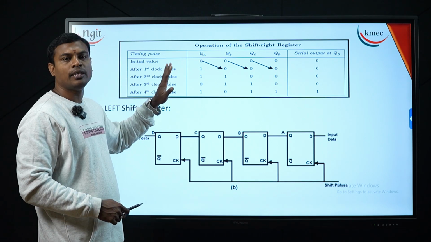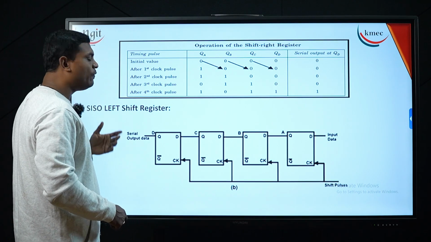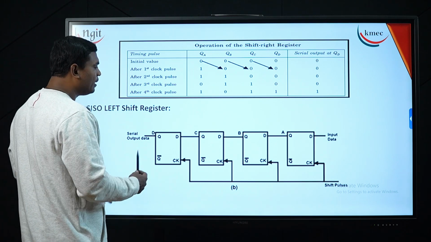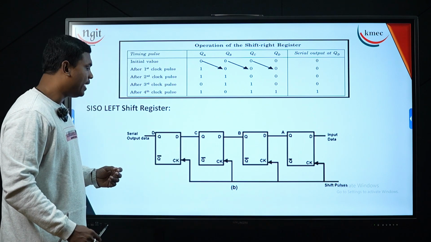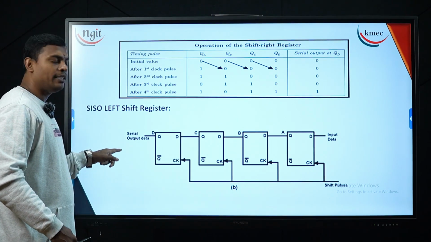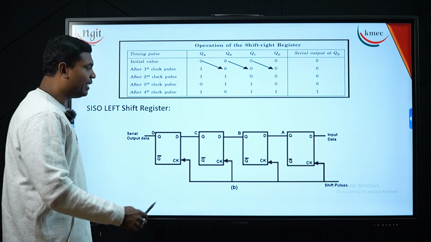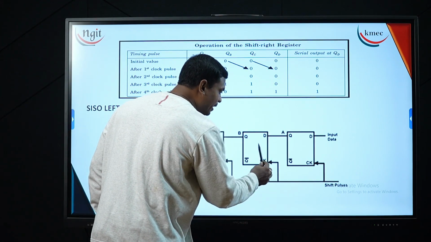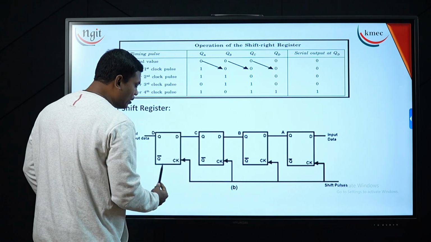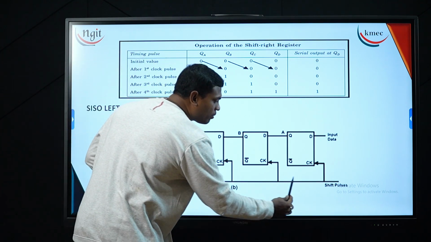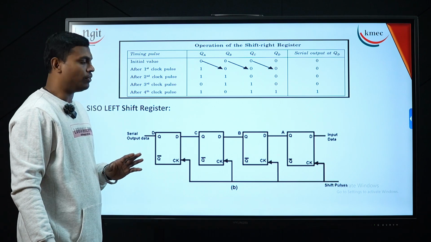Now the same technique we are going to apply for our left shift also. But the direction changes. On the right side we are going to apply the input data, and from the left side we are going to take the output. Same 4 D flip-flops will be there here. This is the first flip-flop, this is the second flip-flop, this is the third flip-flop, this is the fourth flip-flop. And a common clock pulse is provided for all the 4 flip-flops.